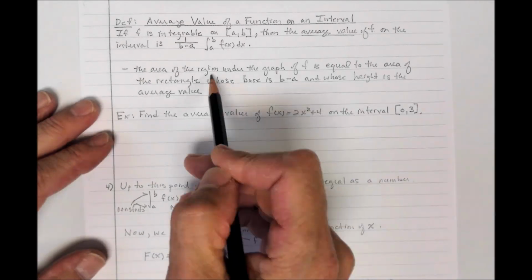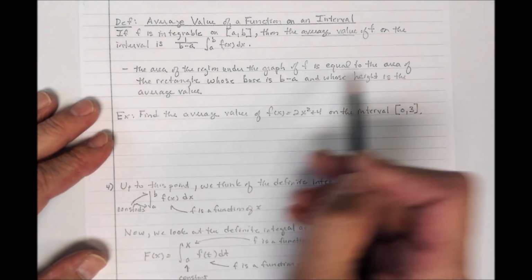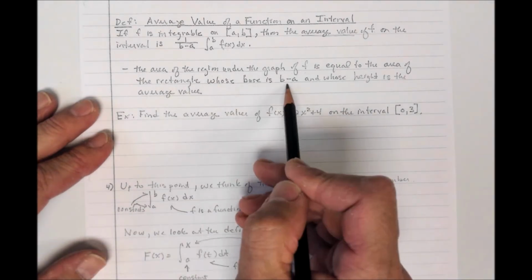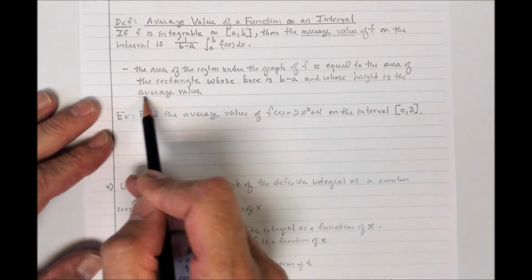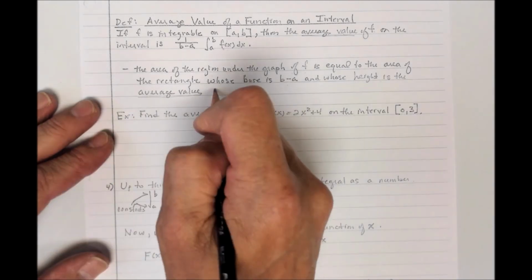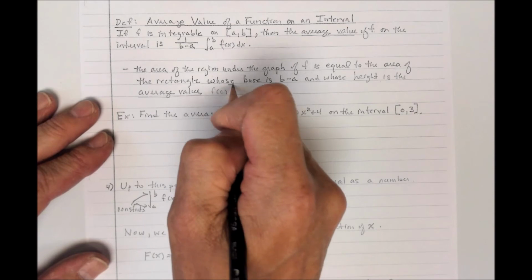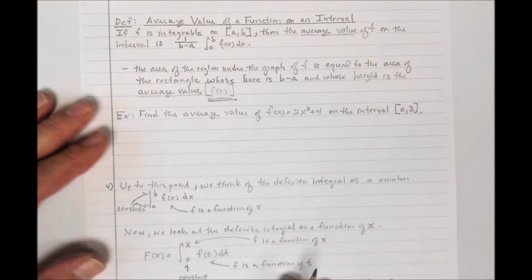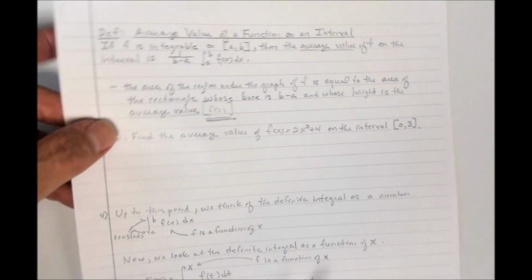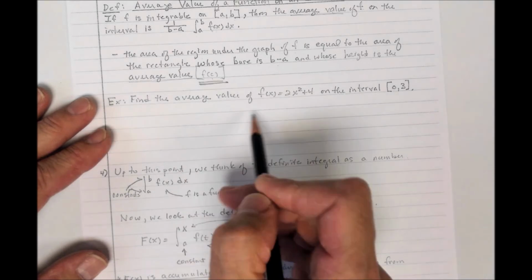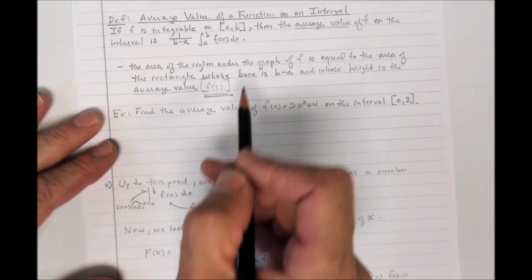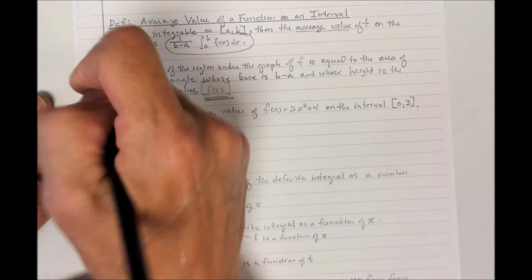The area of the region under the graph of f is equal to the area of the rectangle whose base is b minus a and whose height is that average value, which in the previous theorem I called f of c. So let's find the average value. We may not be able to find c, but we can at least find the average value if we use this definition right here. Put this to memory.